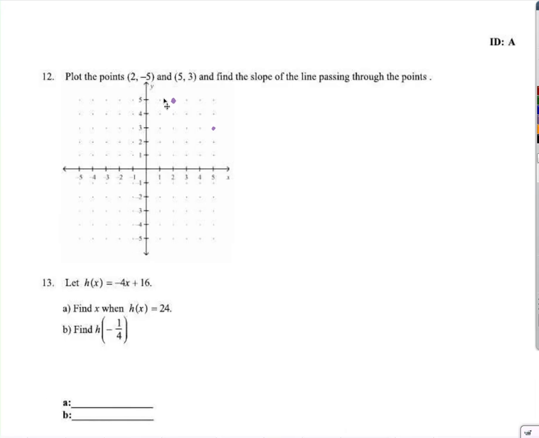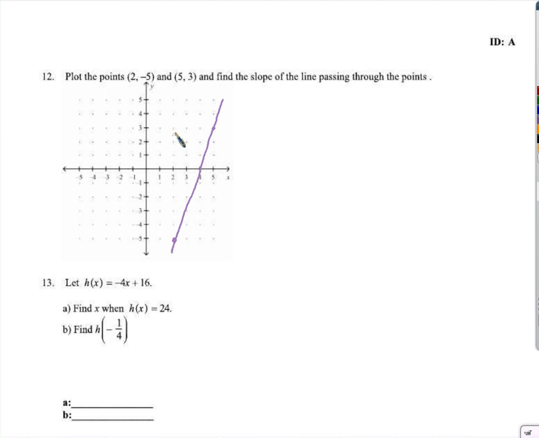Let's undo that. There we go, 2, negative 5. Right? I don't even have to graph the line. It just says find the slope of the line that passes through those points. I don't have to graph it. It just says if there were a line that passes through those two points, find the slope.